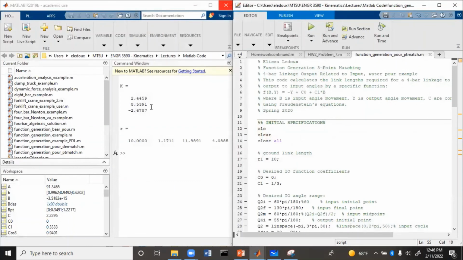And you can also see here it outputs K values and R values. Now, if R ever comes out to be negative, then you can't actually build a linkage like that. There's no physical reality that would correspond to it. So then you'd probably want to repick your function or your points and try this again. So it's kind of a trial and error thing of how to get it right.